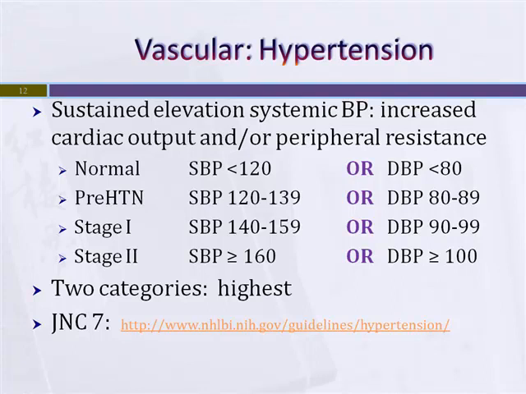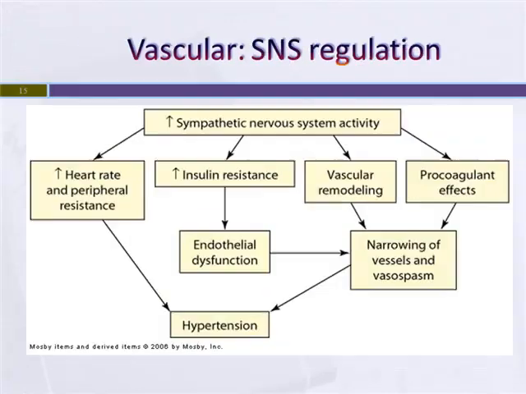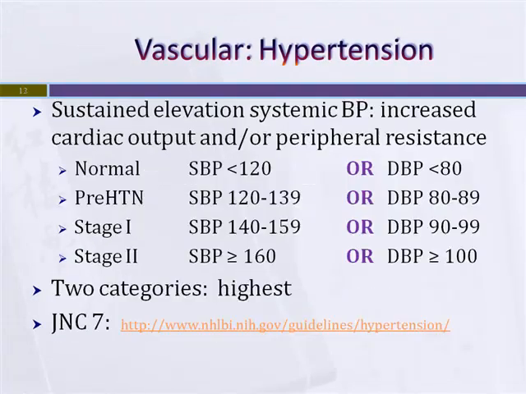Now, I kind of skipped this first bullet, so let's go back here. Hypertension is a sustained elevation in blood pressure, and usually we see either an increase in cardiac output or an increase in peripheral resistance. Now, I don't think I have it on here. Let me just look ahead for just a second here. I don't. Let me just give you this, because we'll talk about it later on.